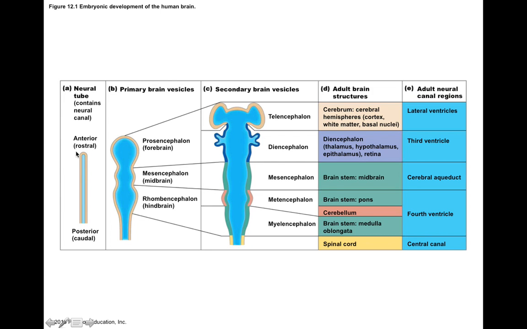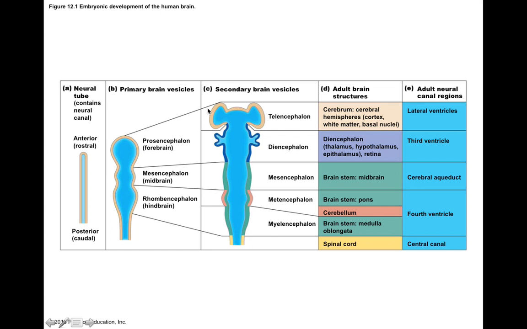Now, as this neural tube begins to grow and differentiate, we get the prosencephalon, the mesencephalon, and the rhombencephalon, which are the three primary vesicles here, or sort of bulges of the neural tube. Now, as this neural tube continues to develop, we get secondary brain vesicles. So our prosencephalon becomes the telencephalon and diencephalon. The mesencephalon stays as the mesencephalon, and then the rhombencephalon becomes the metencephalon and myelencephalon, as well as the cerebellum. Now, the rest of the neural tube just becomes the spinal cord.